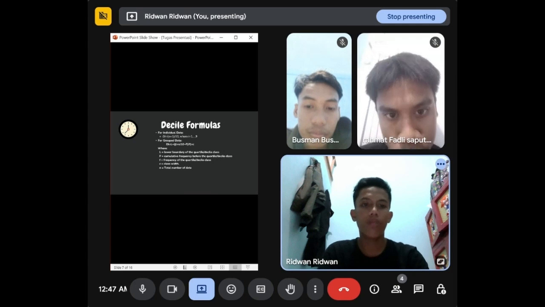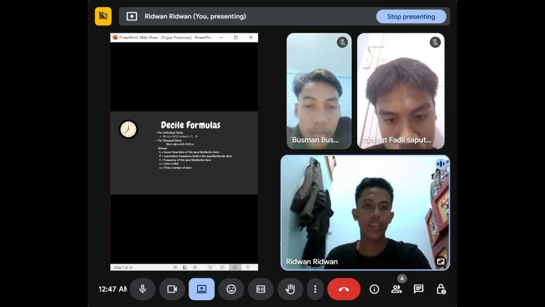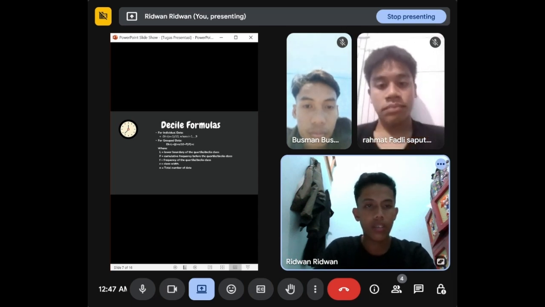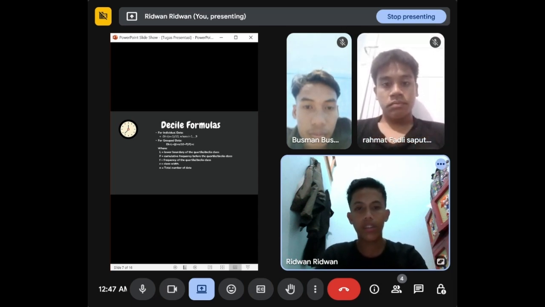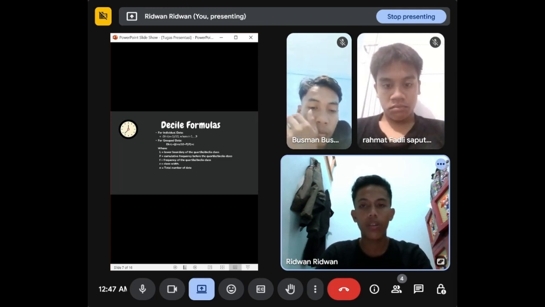For the decile formula for individual data, Di equals i times (n plus 1) divided by 10, where i equals 1 to 9.